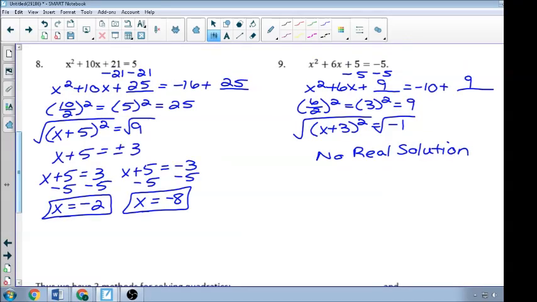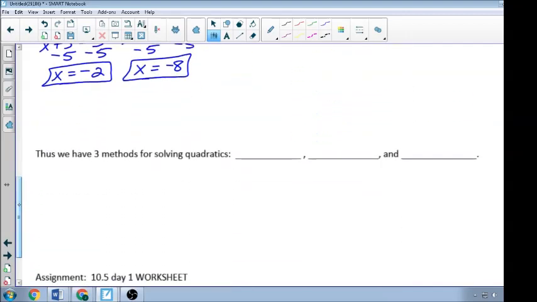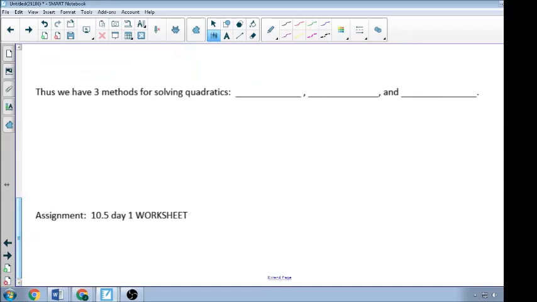Alright, and here are your answers to examples 8 and 9. For example 8, your answers would be negative 2 and negative 8. And for example 9, your answer will be no real solution. Now, we haven't quite talked about that yet, but you should remember from our square root section that if I try to take the square root of a negative, my answer will be no real solution. And that's the same scenario we have here. Try to take the square root of a negative, my answer is no real solution. Okay? Let's go ahead and move on to the end here.